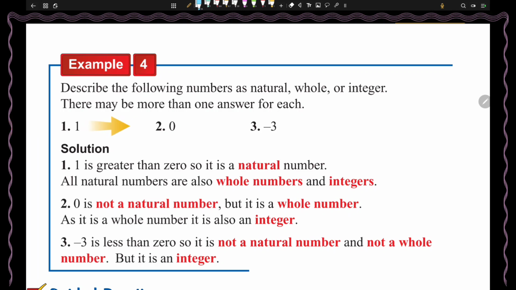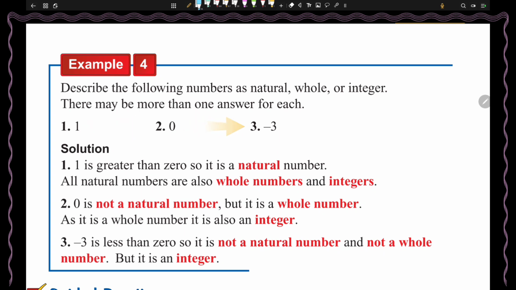What about 0? 0 is not a natural number because it's not one of the counting numbers. So we can get rid of natural. Is it a whole number? Yes, it's the first of the whole numbers. Right? So 0 is a whole number, even though it's not a natural number. Is it an integer? It's also an integer, because integers include all the whole numbers. So 0 ends up being a whole number and an integer, but not a natural number.